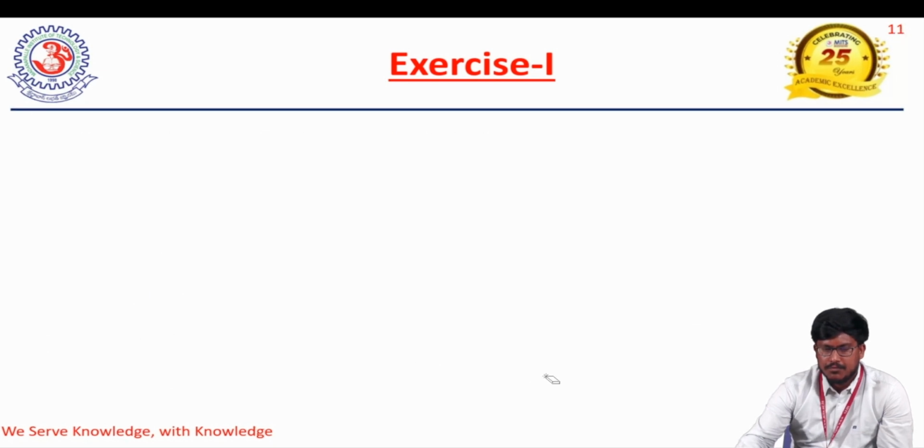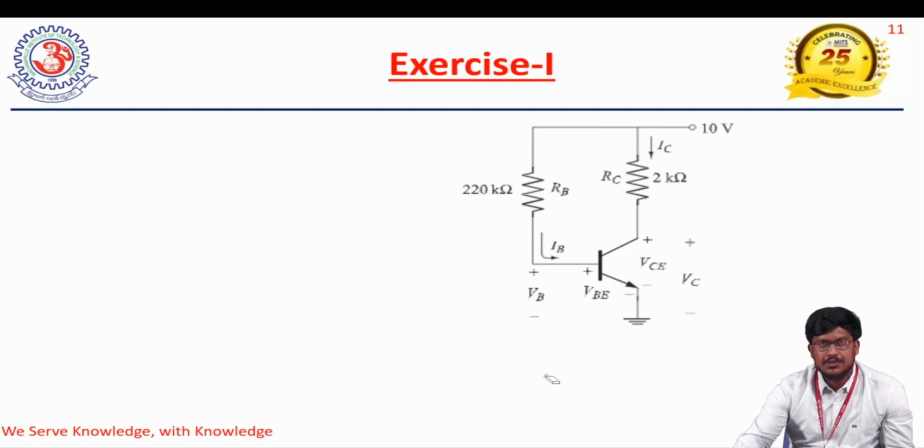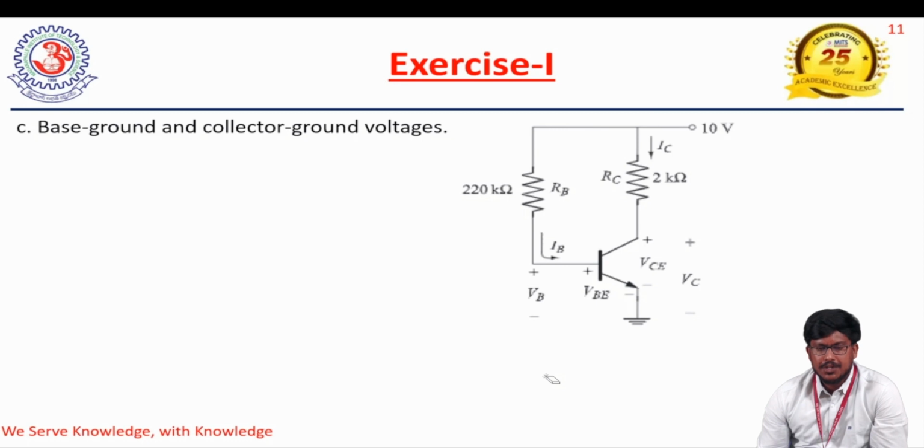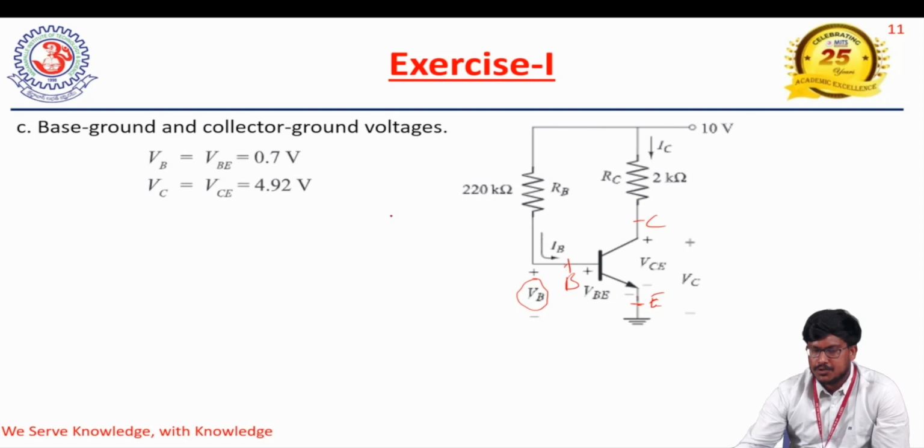The next parameters we need to find are the voltages with respect to ground: the base to ground voltage and the collector to ground voltage. You can observe in this circuit, this is the base terminal and this is the collector terminal. The voltage at the base terminal we consider as VB, and the emitter is connected to ground potential. Whatever voltage is present at the base terminal drops across the base to emitter junction. So we can write VB equals VBE, which is already provided, 0.7 volts.